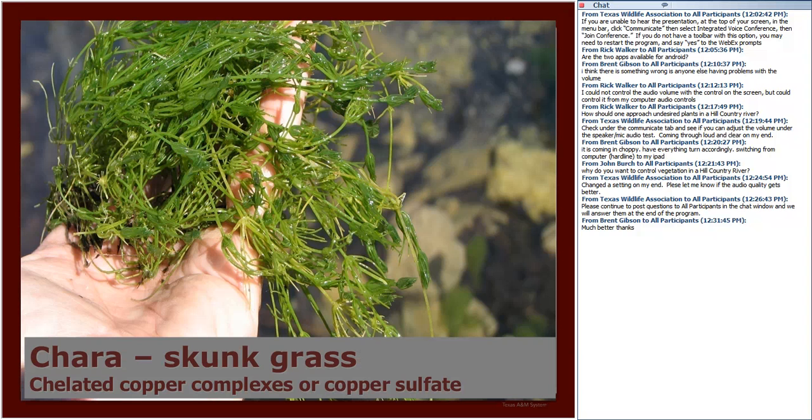This next species is Chara. It's also known as skunk grass, and if anyone has picked this species up and rolled it between their fingers, you will understand why it's called skunk grass. Your hand will literally smell just like a skunk's butt. It has a very, very strong skunk odor.